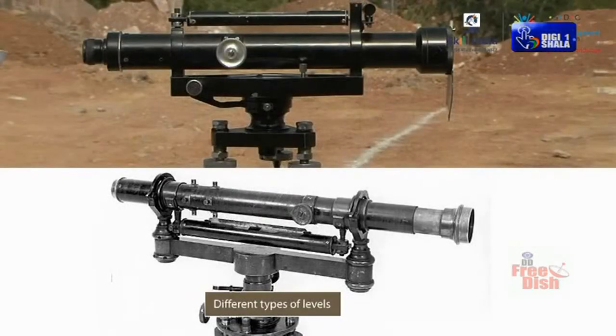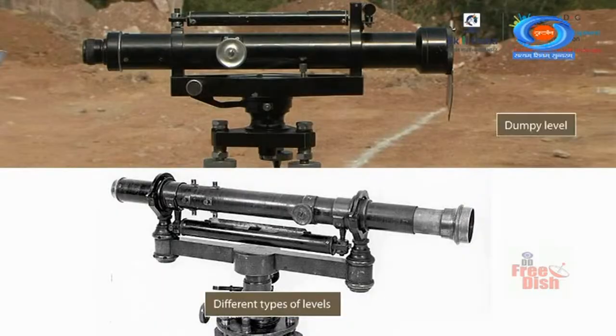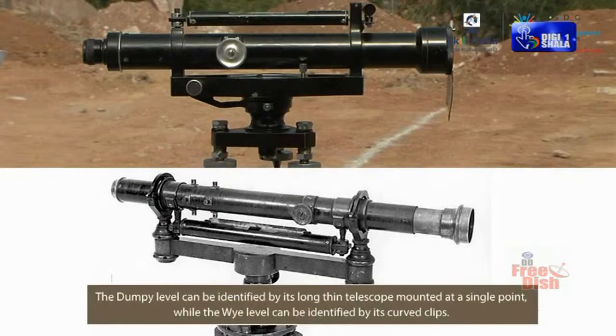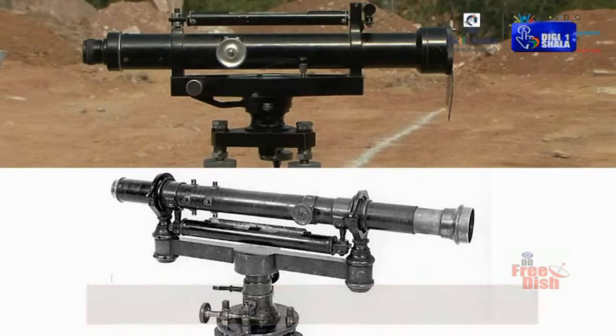So remember, the 2 different types of levels are the dumpy level and the Y level. The dumpy level can be identified by its long, thin telescope mounted at a single point, while the Y level can be identified by its curved clips.